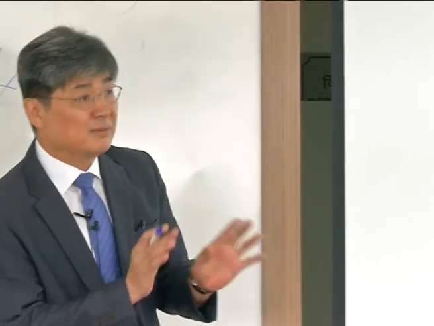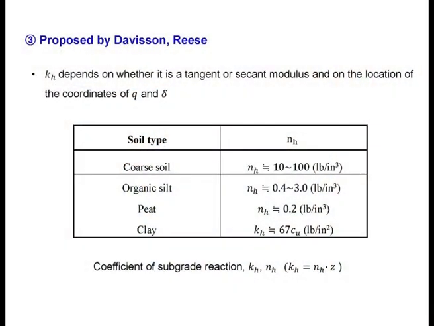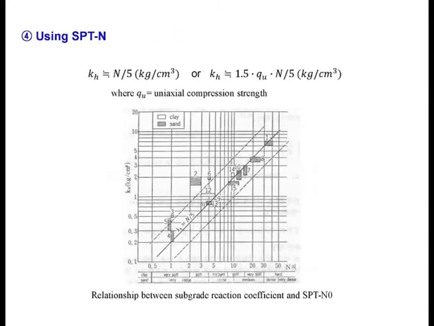I'm showing many cases, and maybe you can look through them. Some were proposed by Davisson and others, and depending on the type, you have different constant values and coefficient values here. Also, using the standard penetration test, we have approximate values from previous researchers. I'm just showing them, and you can look through them carefully, and when you design this reaction part, you can use each one of them.